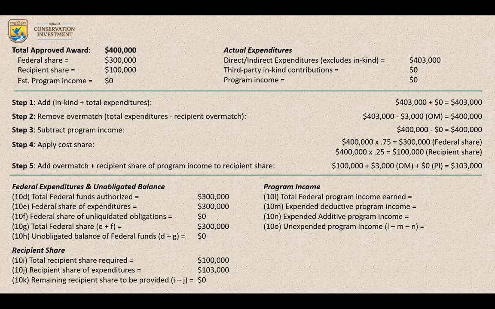Fields 10L through 10O provide information about the program income earned under the award as of the reporting period end date. For this scenario, there was no program income earned, so each field would be 0.